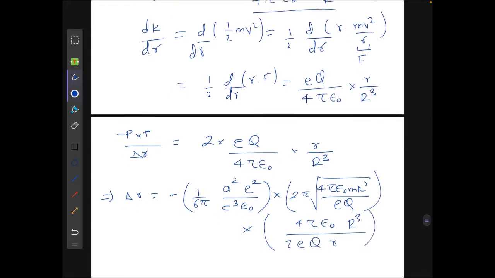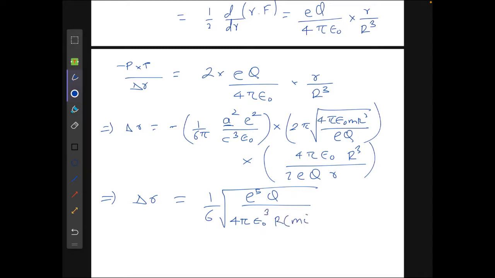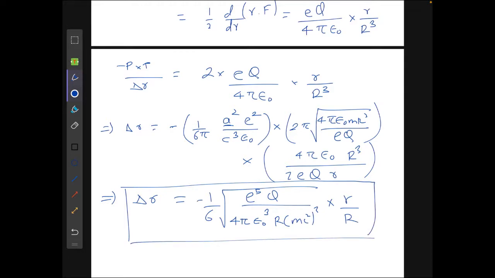Now again substituting the value for acceleration here, we can get the final answer as delta R equals 1 by 6 root of e to the power 5 Q over 4 pi epsilon naught cube r into mc square, whole to the power 3, multiplied by small r over capital R. So this will be the change in radius, and yes, there will be a negative sign.